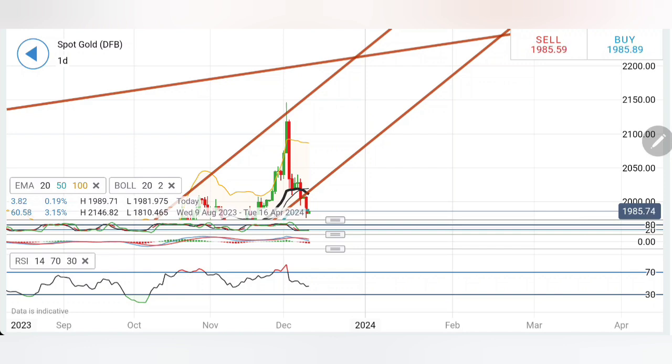On the upside, I will recommend you to buy here at the 1989, 1990, 1991 zone. At some point above 1989, 1991, you can look forward to 1995, 1996, 2000, 2002, and then 2010. If gold stays above 2010, consider that a reversal is coming, and we are again looking forward to 2040, 2070 as the near-term targets in this week, or probably by next week, these levels will get achieved. So take your trades accordingly.